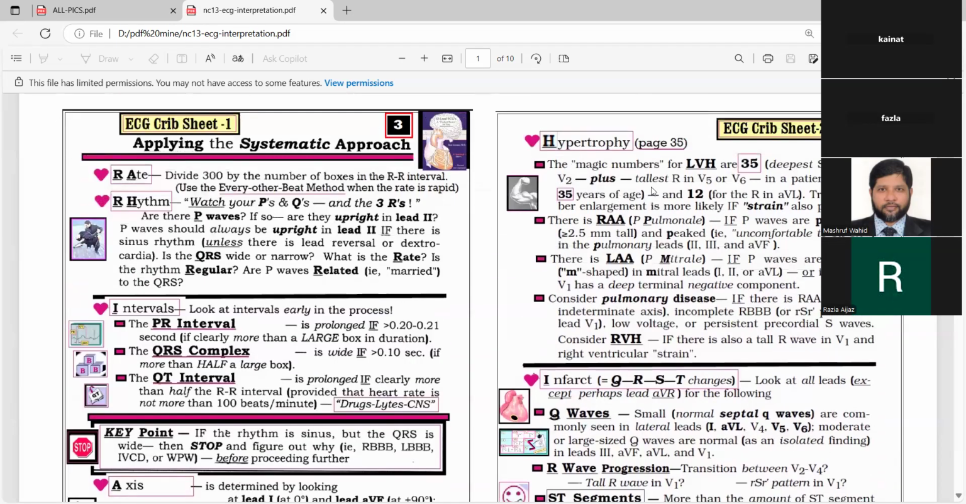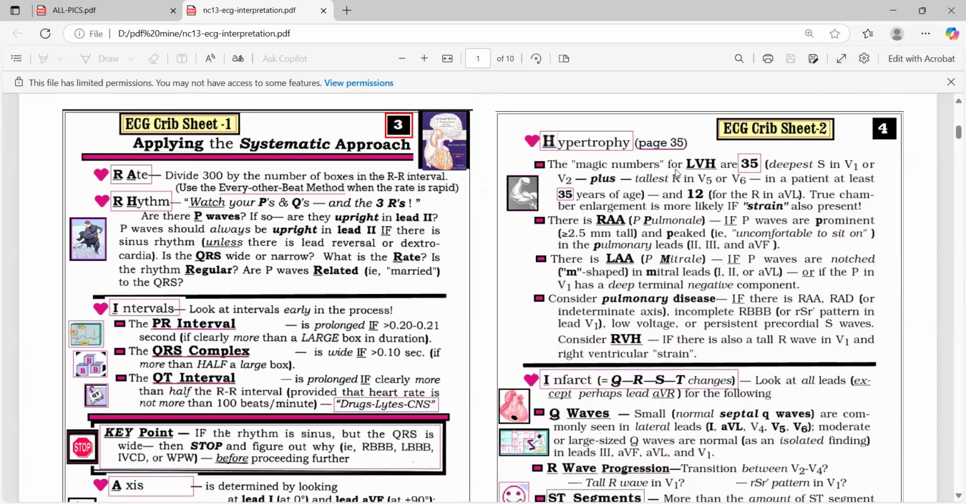Then the hypertrophy, how do you see the hypertrophy? All you see is that the length will be very, very long. Okay. The magic number for LVH is 35. Usually at the 12, and two chambers is more likely if the strain is also present. In the right one, like P pulmonale, the P waves are prominent and peaked. The length means the vertical form I'm talking about. The higher it is, the more hypertrophy there is. Simple, just to understand what it is.